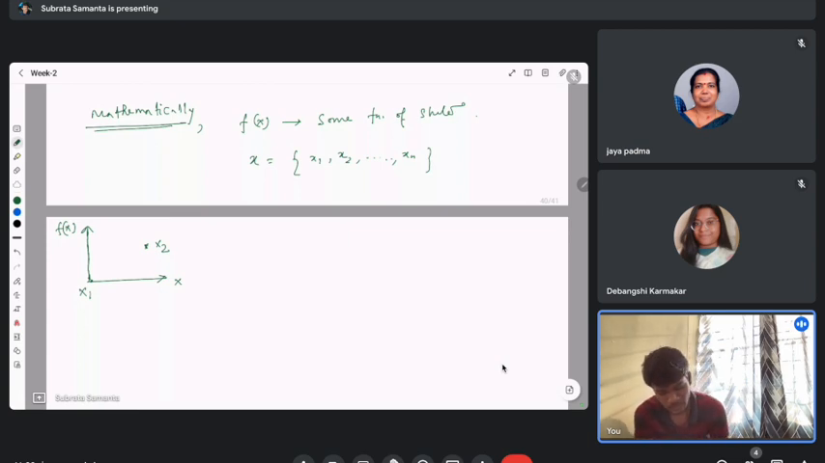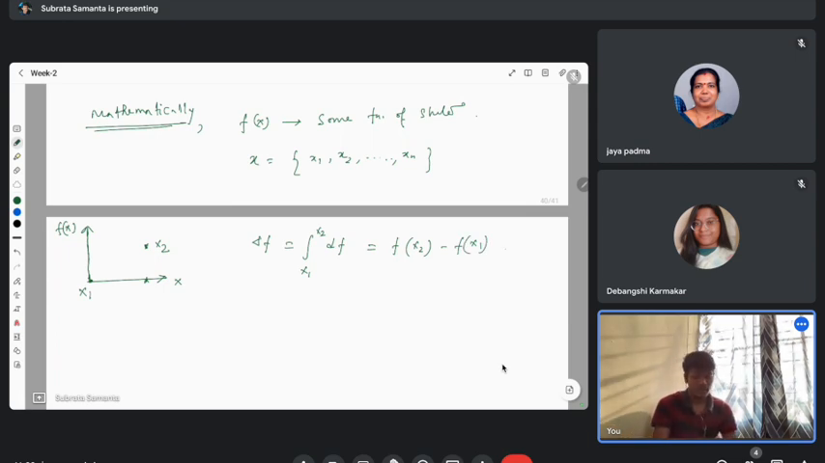Okay, so there are two points, x1 and x2. When we change from x1 to x2 and f of x to this, the delta f, the change of f when we go from x1 to x2, is this df. So this only depends on x2 minus x1. It is not path dependent, that is, it does not depend on how we go from x1 to x2.